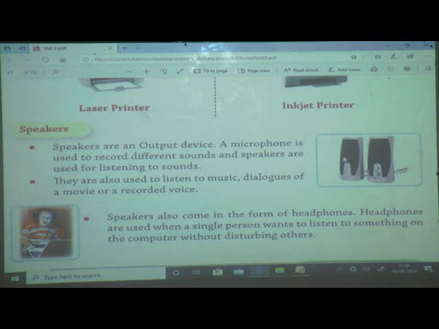It is the image of a speaker. They are also used to listen to music. Why are we using the speaker? To listen to music, dialogues of movies or recorded voice. By using a speaker we can listen to our music, dialogues of movies or recorded voice.